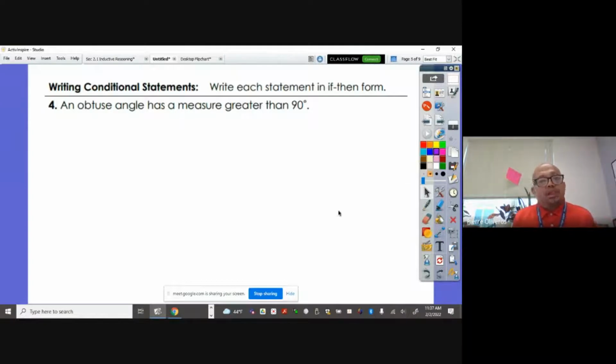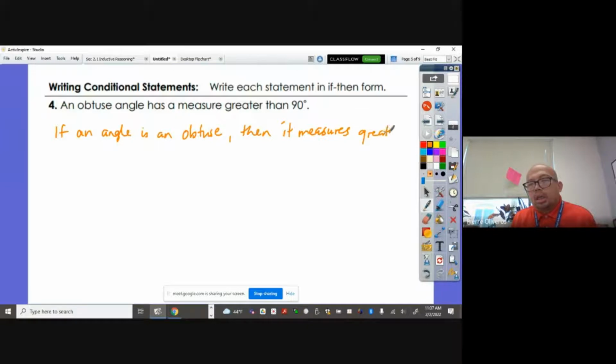All right, let's go now to writing conditional statements. Write each statement in if-then form. Number 4: an obtuse angle has a measure greater than 90 degrees. What are we trying to describe here? We're describing an angle. So, if an angle is obtuse, then it measures greater than 90 degrees. And that's how you write the conditional statement.